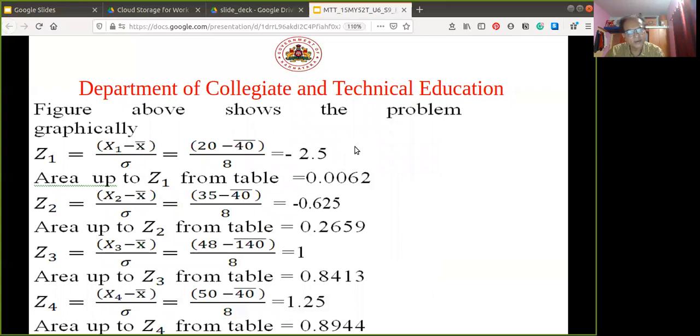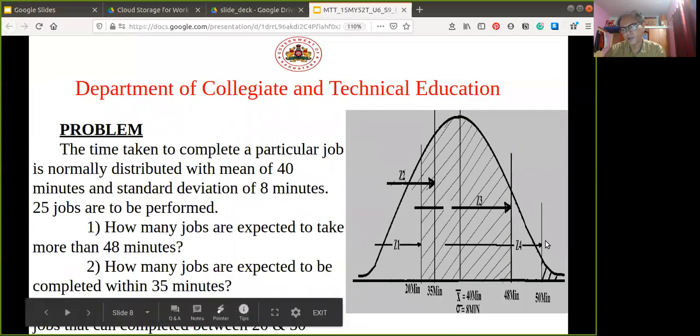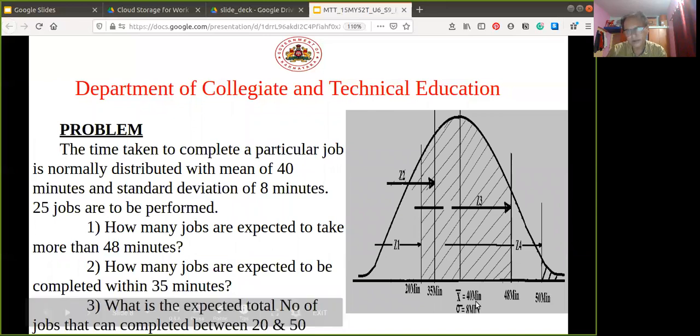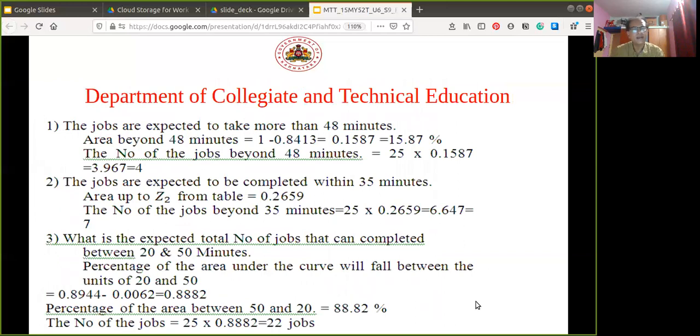Then Z4. Z4 is equal to what? X4 minus the mean, divided by the standard deviation. Now you go to the chart. X4 is 50. 50 minus 40 divided by 8. When you do that calculation, you will get Z4 equal to plus 1.25. So from the table again, the area up to Z4 we will get 0.94 98944.